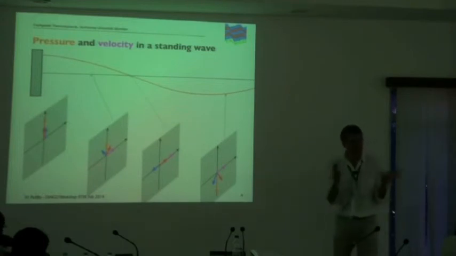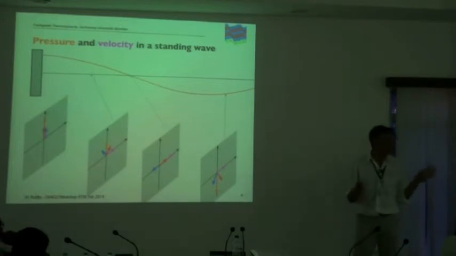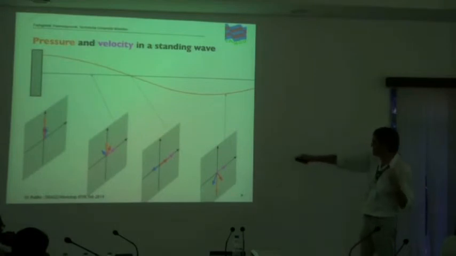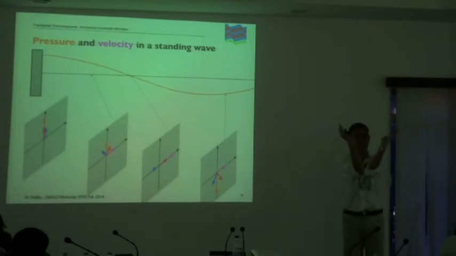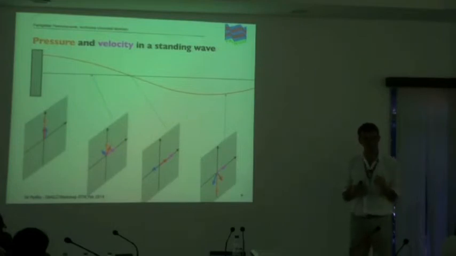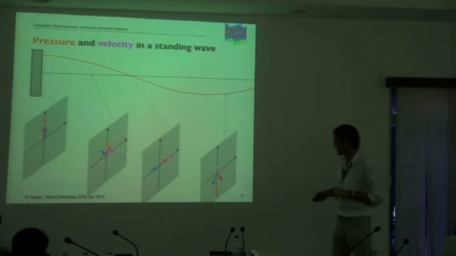You also see very naturally that in a standing wave, the phase between the pressure and the velocity is always 90 degrees. Because standing wave means the two, the F and the G, have the same amplitude. If you add two waves that are symmetric as far as the angle is concerned, the sum and the difference will always be at 90 degrees of each other.